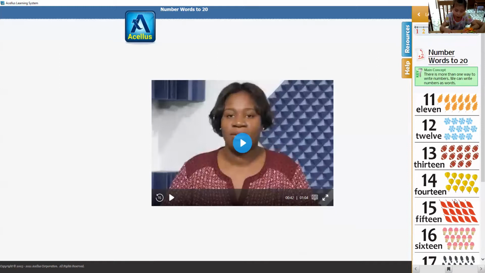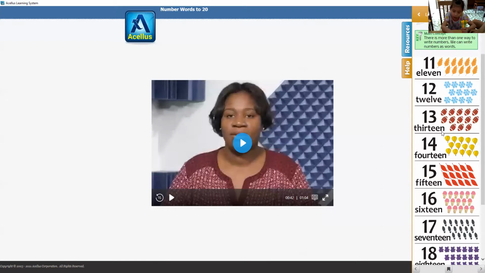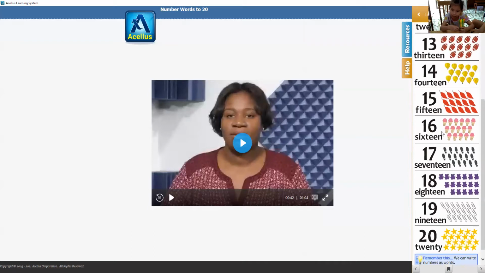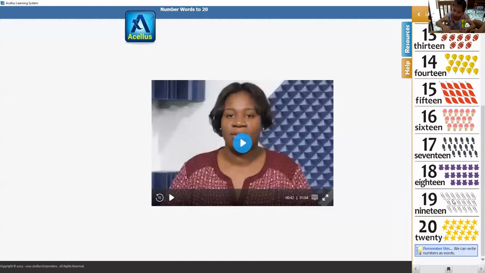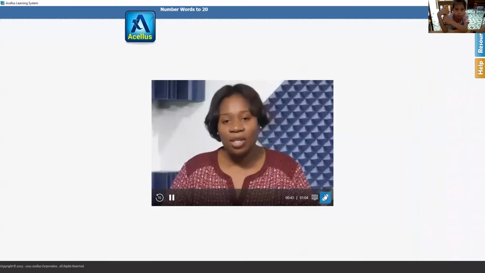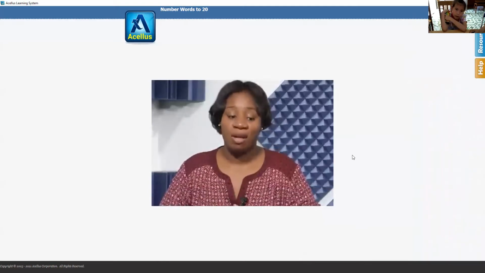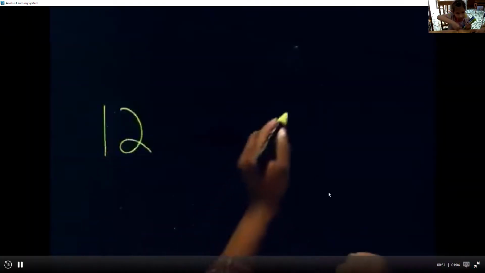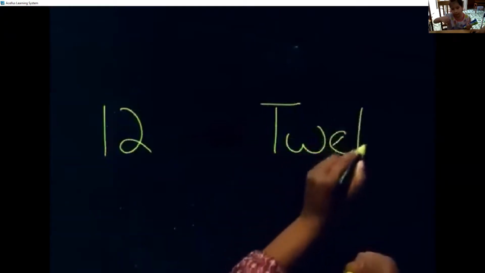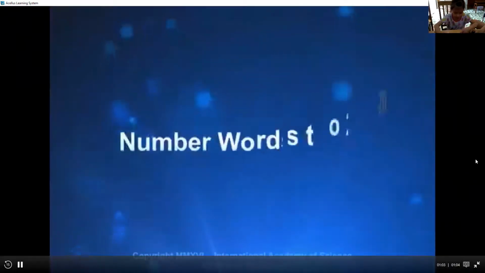Number words to 20. We have 10 sets in here, and then let's count some more. 11, 12, 13, 14, 15, 16, 17, 18, 19, 20. I have 20 pens in my hands. We need 12 cups. How can we write it in two ways? In number form or in word form? Those are two ways we can write numbers. Okay.